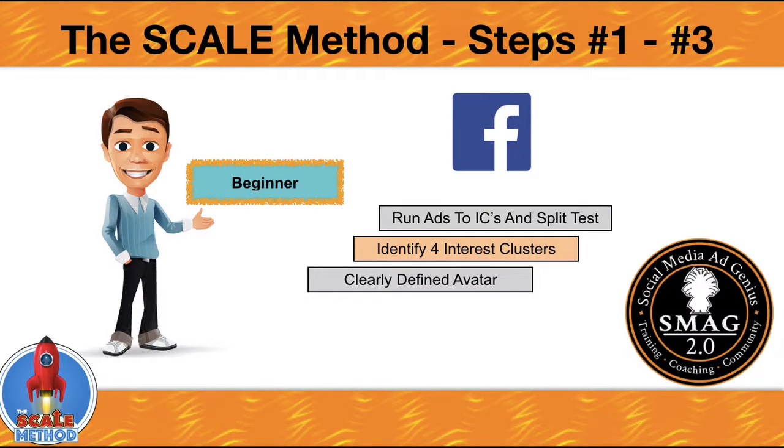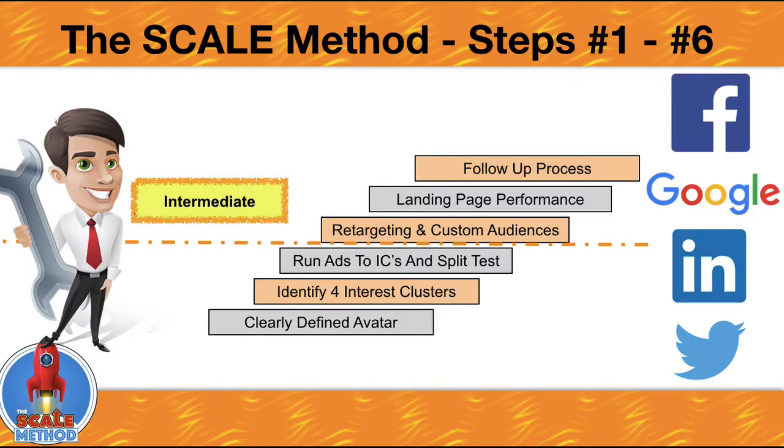Now, the Scale Method steps 1 through 3 are really going to help beginners get clearly defined on the avatar, identify those interest clusters, and run ads to interest clusters and start to split test. Social Media Ad Genius is a great foundation for you, but it's also going to help you in those pre-planning steps for scale.